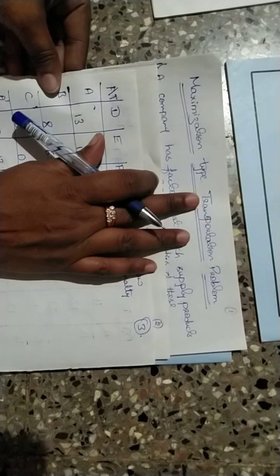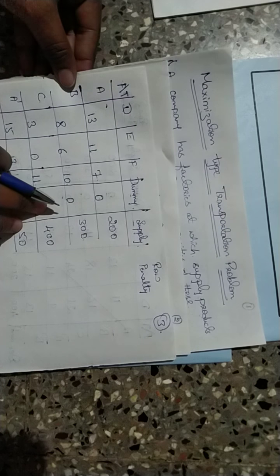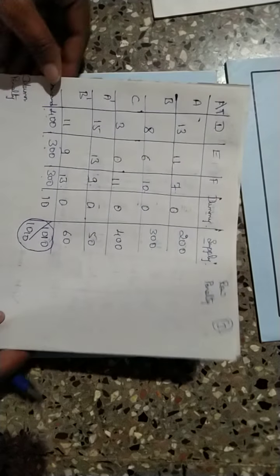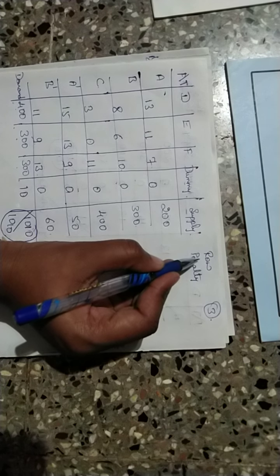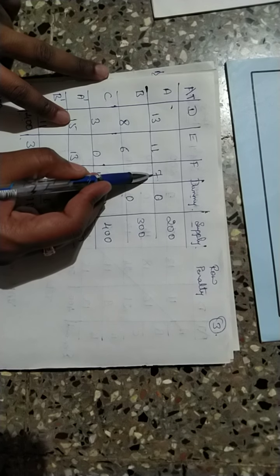Okay, once you convert this maximization type of transportation problem to the minimization type, now you need to do the allocation for this transportation problem. For this purpose we are making use of VAM, that is Vogel's approximation method, in which we need to find the penalties for each row and each column. First we will find the row penalty. The penalty is calculated by taking the difference between the least value and the next least value.